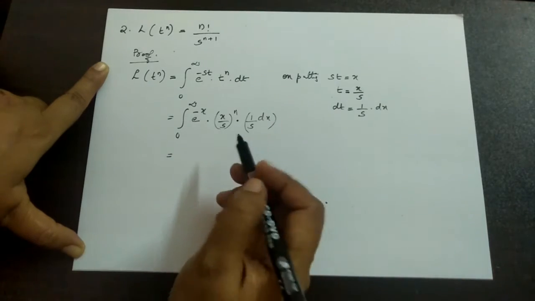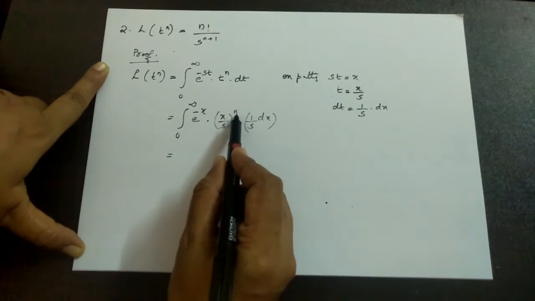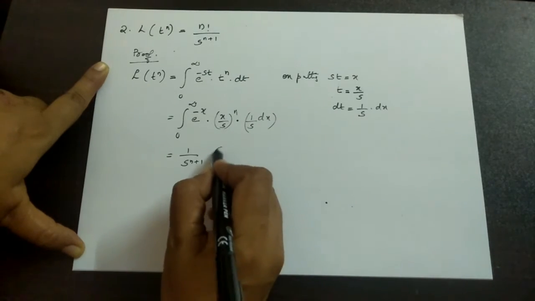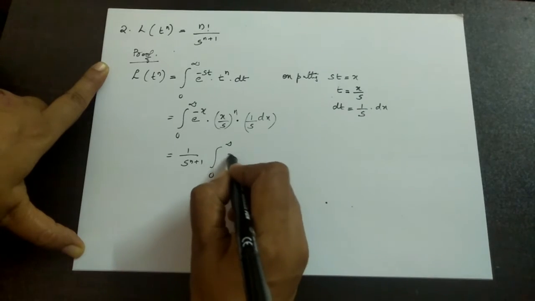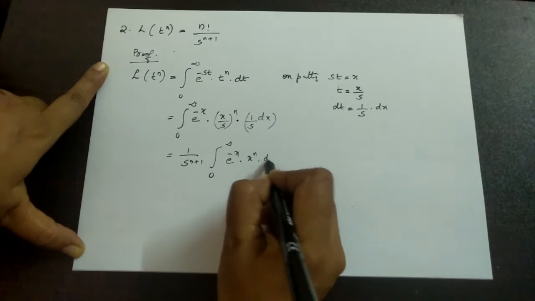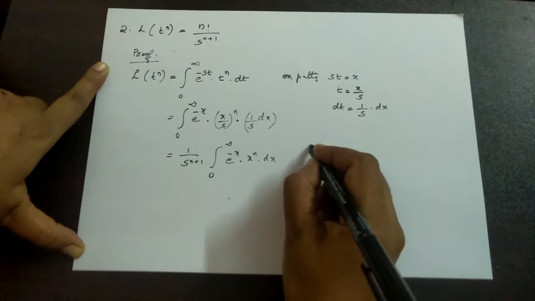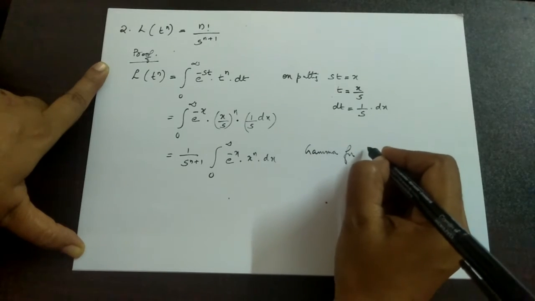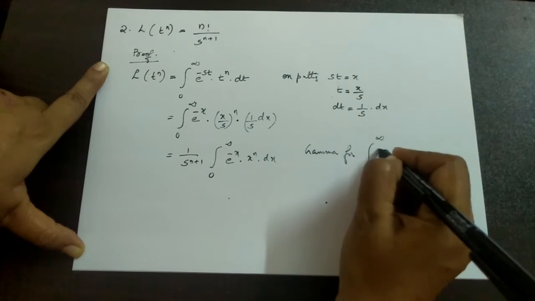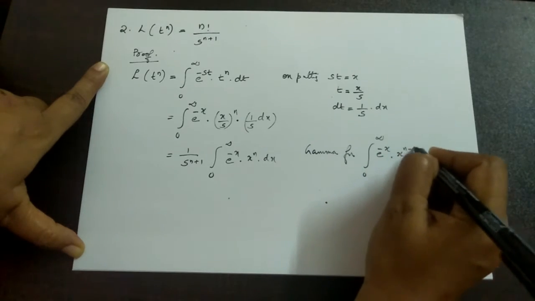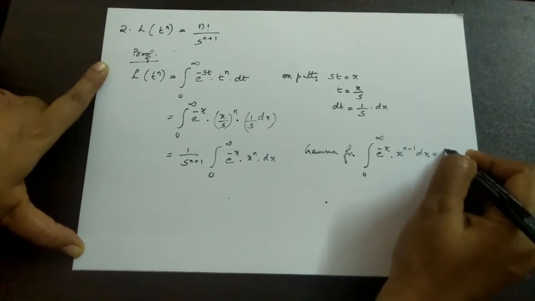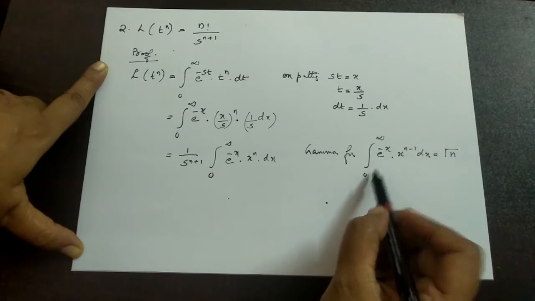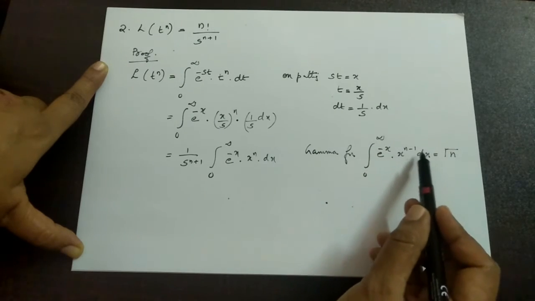Therefore again rewriting, we will get 1 by s raised to n, 1 by s becomes 1 by s raised to n plus 1. We can take it outside, integral from 0 to infinity e raised to minus x, x raised to n dx. Again, by using gamma function, we can write integral from 0 to infinity e raised to minus x, x raised to n minus 1 dx as gamma of n. The representation is like this, gamma of n, and it is equal to integral from 0 to infinity e raised to minus x, x raised to n minus 1 dx.